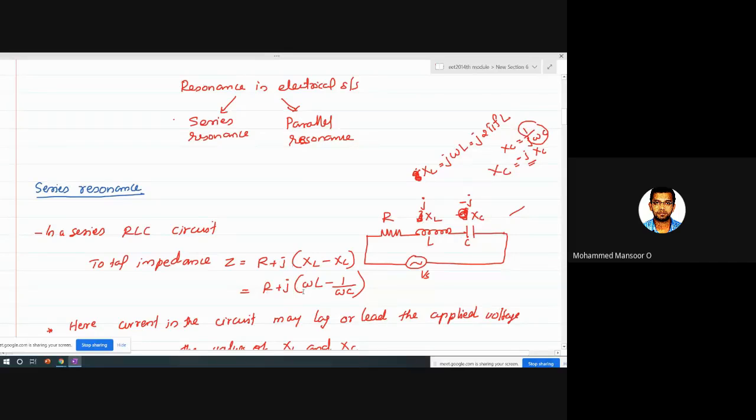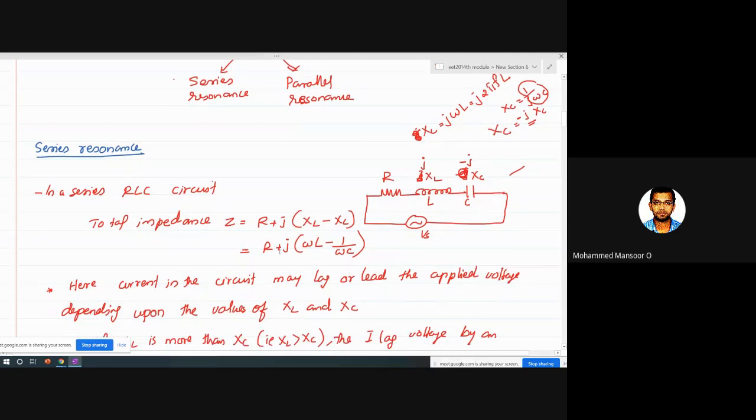Clear. j we can take outside, and XL is nothing but omega L. XC is 1 by omega C when we are considering that way. So R plus j into omega L minus 1 by omega C. So here, when we are considering this circuit, the current in the circuit may lag or lead the applied voltage depending on the values of XL and XC. See, let's consider the circuit.